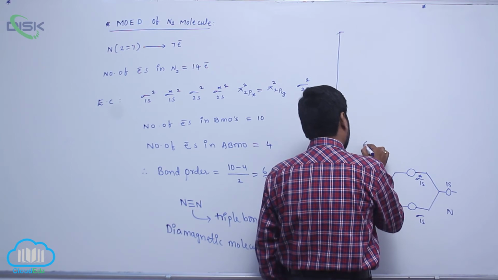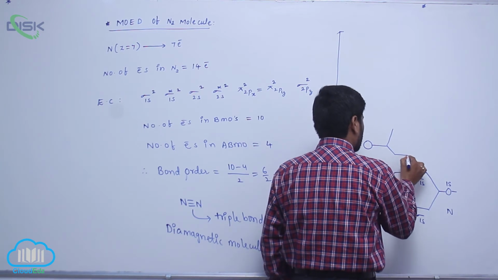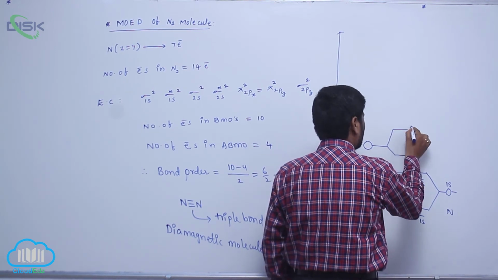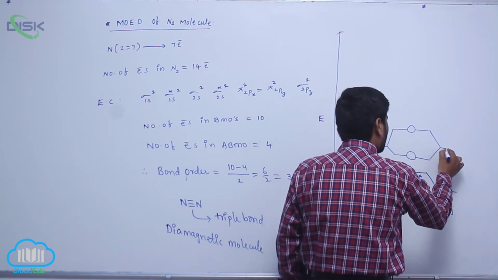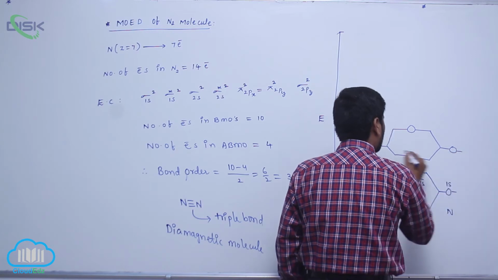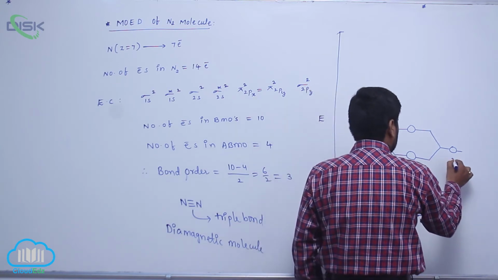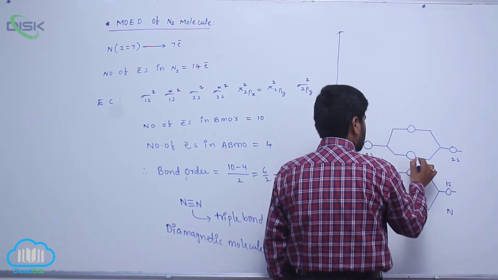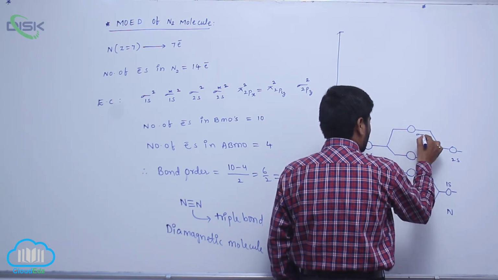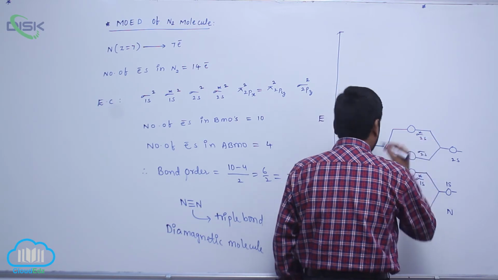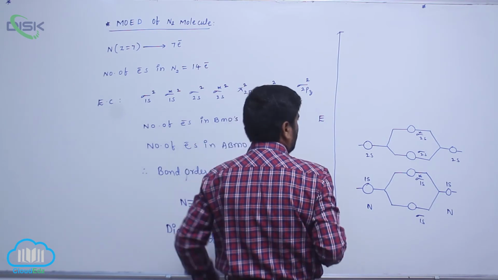The next one is the 2s orbital, and this is also a 2s orbital. This is sigma 2s, and here is sigma star 2s. Then the 2s orbitals are over. The next orbital is the p orbital.